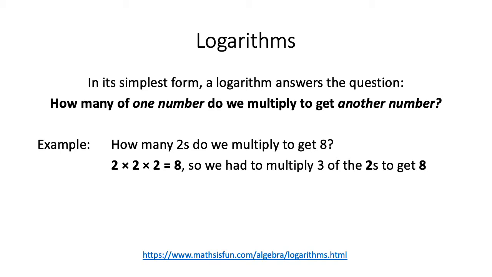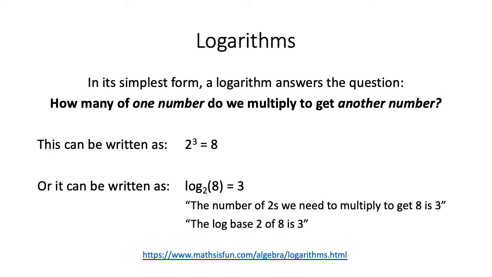So to connect that to logarithms, that same problem can be written as 2 to the third equals 8. Or an equivalent way to write it is log base 2 of 8 equals 3. So what that means is the number of 2's, notice how the 2 comes first, the number of 2's we need to multiply to get 8 is equal to 3. And I'll show you how to convert back and forth between those two forms in a second.